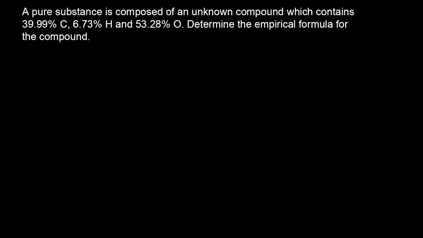A pure substance is composed of an unknown compound which contains the following percentages of carbon, hydrogen, and oxygen. And we're asked to determine the empirical formula for the compound. So what we do is assume a convenient mass of the substance, and if we're multiplying by those percentages, we can determine the mass of each element in the compound.